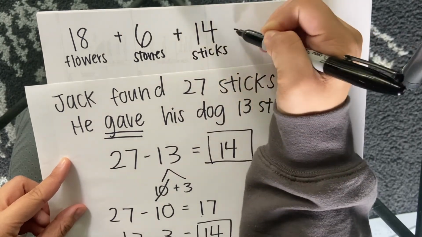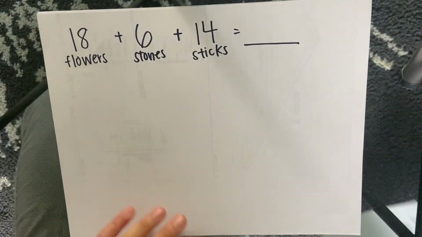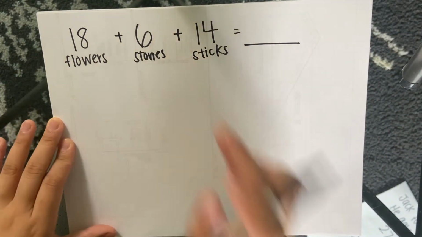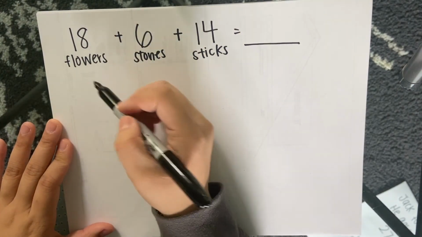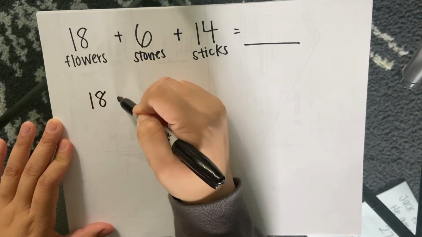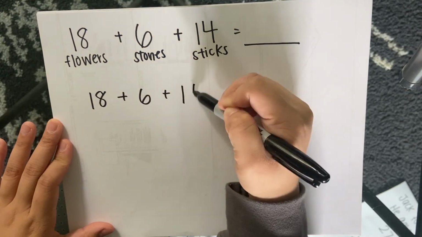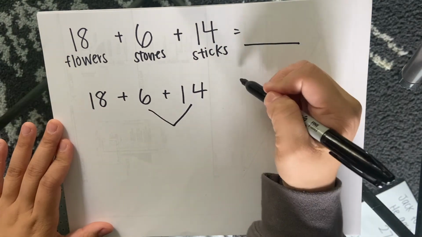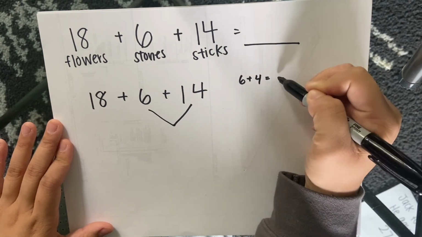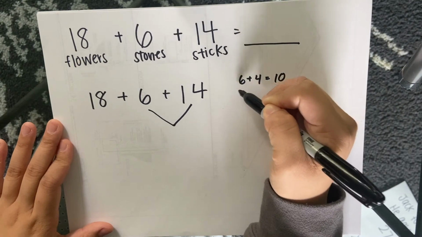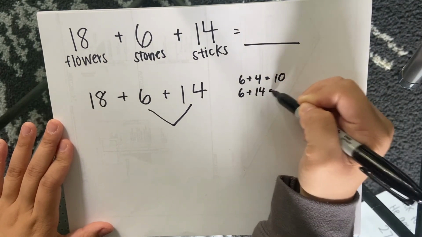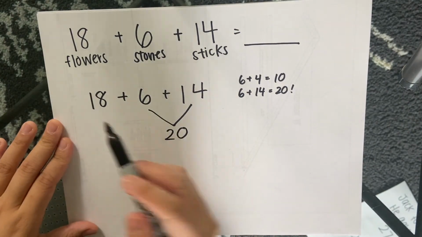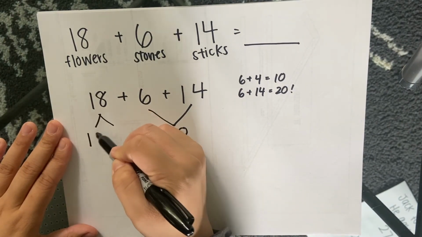So now we need to figure out this problem. I'm going to be kind of decomposing and making tens. I'm going to rewrite the problem here so it's easier to read without the words. So I noticed that 6 plus 4 equals 10, doesn't it? It's making a 10 there. So that way I know that 6 plus 14 must equal 20. So I'm going to put 20 there, and I'm going to decompose 18 into 10 and 8.